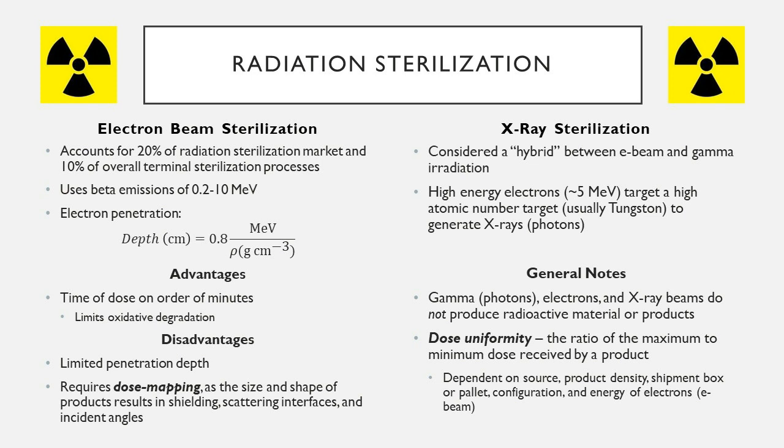However, one big disadvantage is that electrons or beta particles have a much smaller penetration depth compared to gamma particles. So you can't just have a single source that beams these electrons on one side of a particle and hope that it reaches all the nooks and crannies of your particular device. You have to undergo a process called dose mapping, where you look at all sites of your product using dosimeters and you evaluate the minimum and maximum dose received on all geometric areas in order to ensure that all areas of your biomaterial have received the proper radiation dose in order to become sterile.